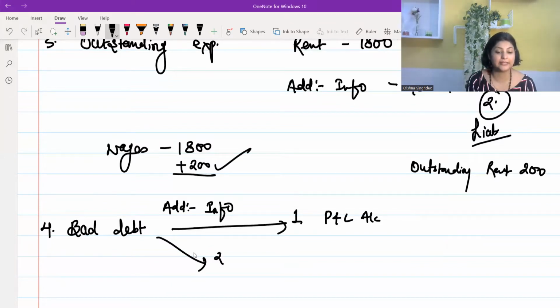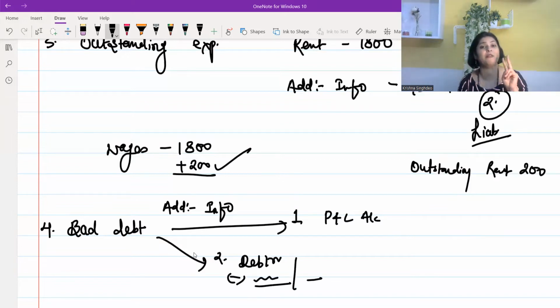And second place, it is going to be written in the balance sheet, and it will actually be deducted from the amount of debtors. Okay, so two treatments of bad debt which are given in additional information. Number one, it will be added into old bad debts if there are bad debts given in the trial balance. If no bad debts are given in the trial balance, then just like this, you are going to write bad debts in the profit and loss account.